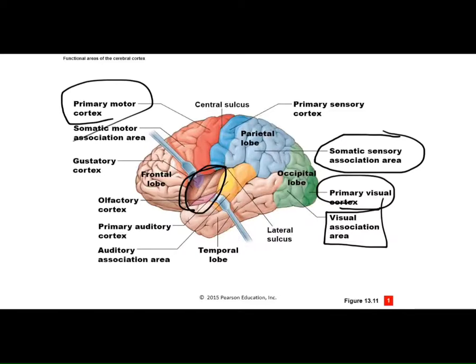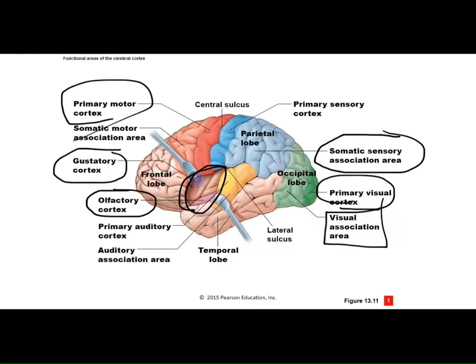There's also gustatory cortex. That's the part of the brain that's receiving what sort of stimuli? Taste. It's back on the insula. Okay, so taste is back on the insula, as is the olfactory. So the smell and the taste are kind of hidden back there, much on the insula.